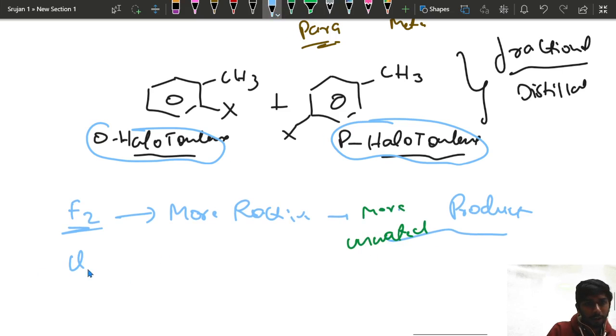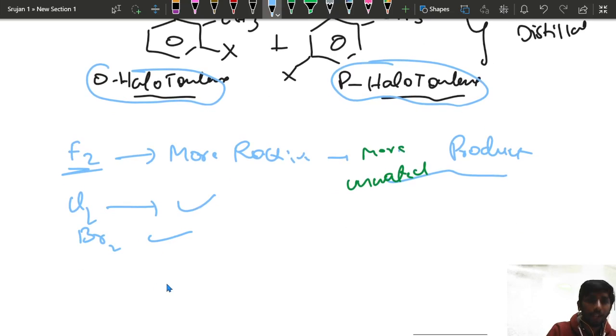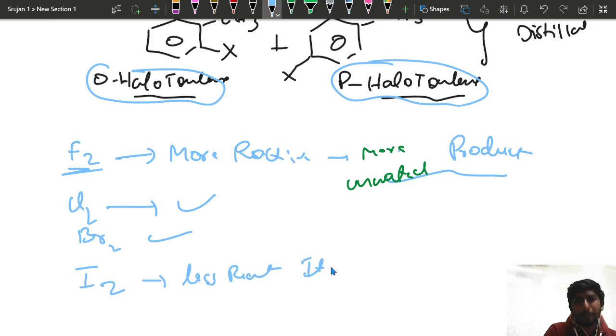Next, when you treat with chlorine, it gives a good reaction. If you treat with bromine, it also gives a good reaction. But when you treat with iodine, iodine is the least reactive, very least reactive. That means it gives an equilibrium reaction.